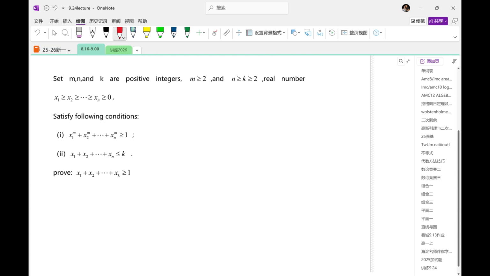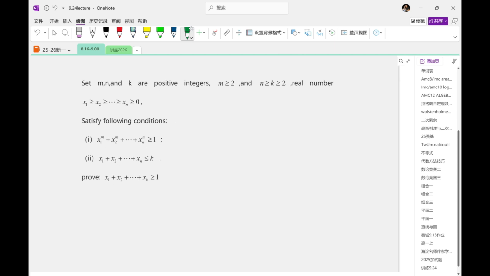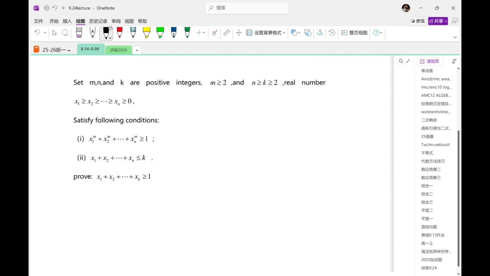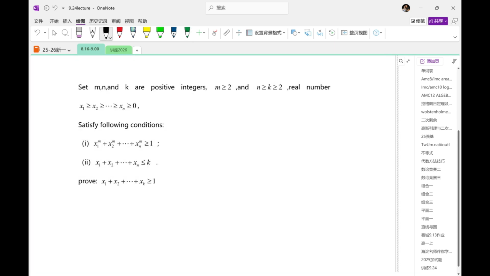Okay, let's discuss this question. Let m, n, and k be positive integers, with n greater than or equal to k greater than or equal to 2. Pay attention to the relationship and inequality between m, n, and k: n is larger than k.